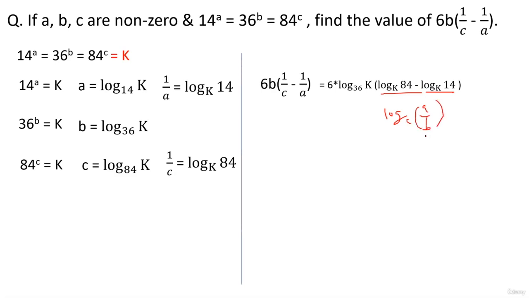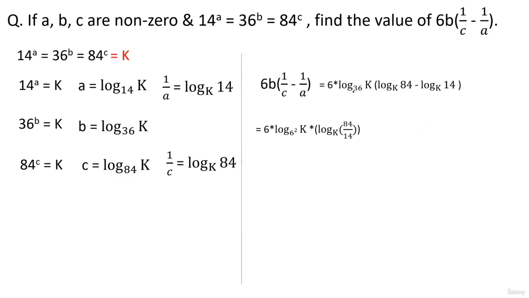We have learned this, right? Whenever numbers with the same base are divided, then log a to the base c and log of b to the base c will be subtracted, in the second property of logarithms, which comes ahead. So in the next step, we will write this as log of 84 upon 14 to the base K.